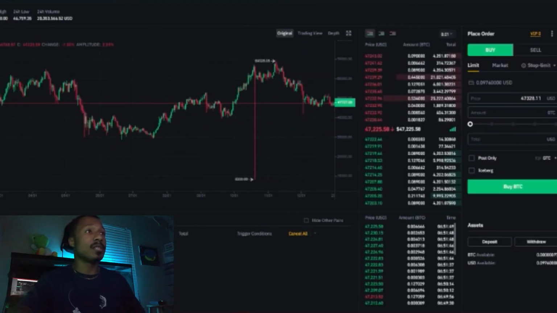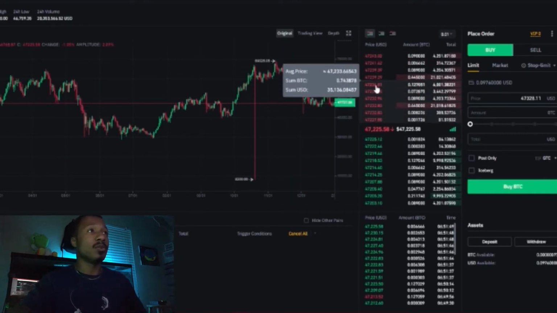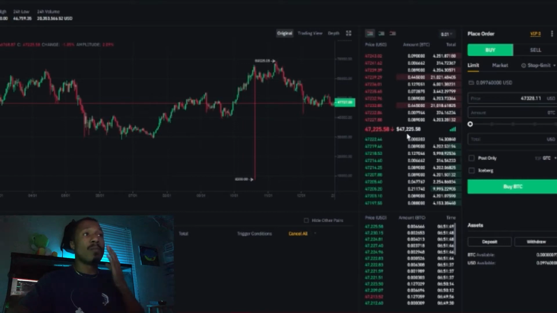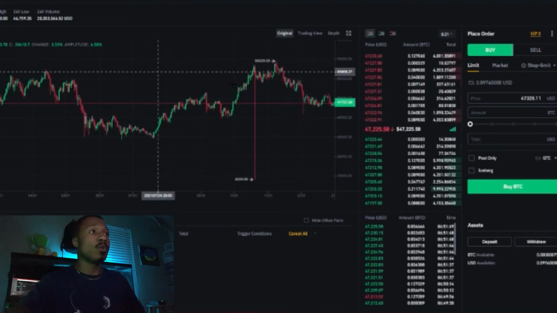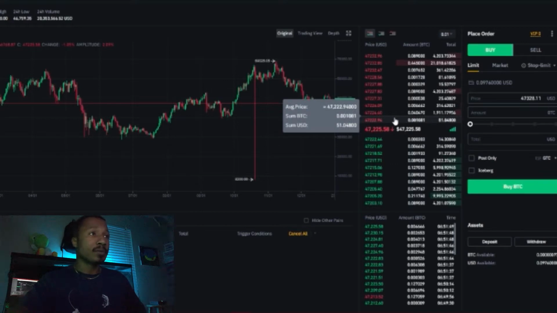Next up, we are going to take a look here. So pretty much this is an order book right here. What the order book is doing is showing you what buyers are buying Bitcoin at and what they're selling it at. As you can see here, the green, like I said before, is the buy side. The red is the sell side.